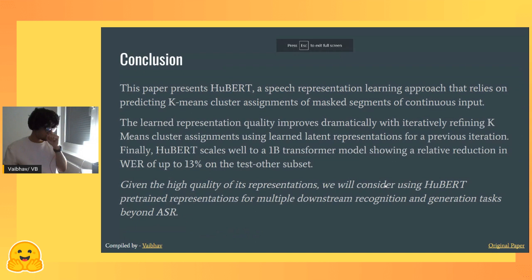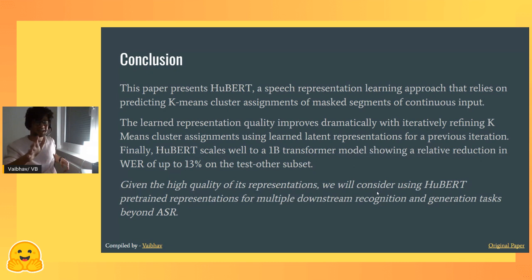Perfect. So maybe we quickly head over to the conclusion, and then we can spend the last 15 minutes having some sort of discussion about the overall paper, and if anyone has any questions, we can take those as well. By the way, thank you for sticking on for so long. I know it's been an hour since we've been talking.